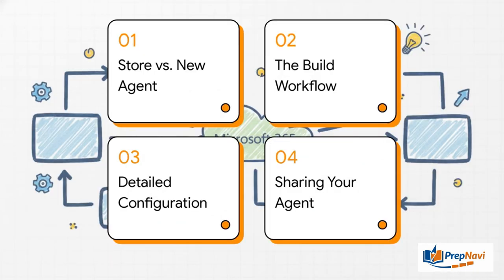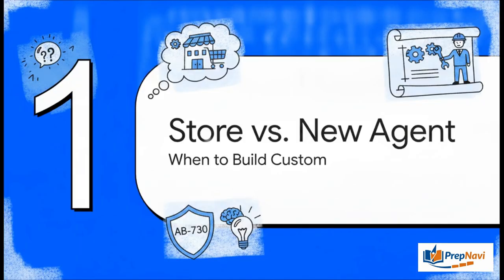Here's our roadmap for today's explainer. First, the agent store versus building a new agent. Second, the build workflow. Third, detailed configuration. And finally, sharing your Copilot agent. Section 1. Agent Store versus New Agent. When to actually build custom.